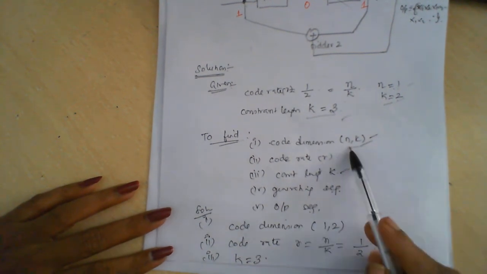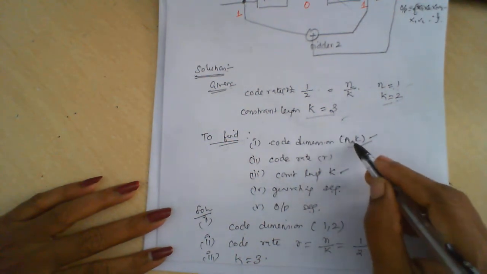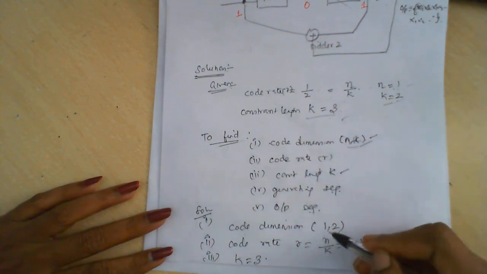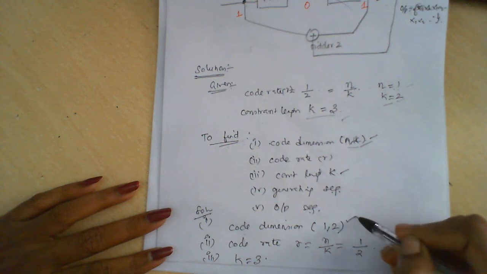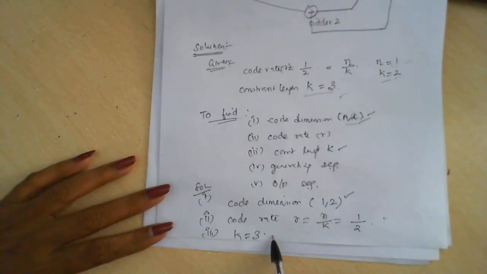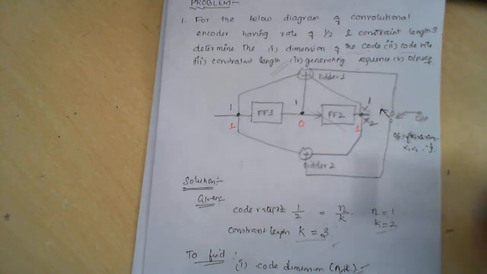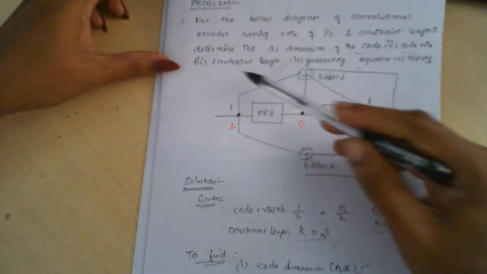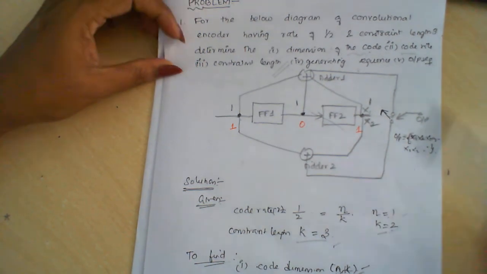So first one is, you need to find out code dimension. What is code dimension? It is nothing but specifying your convolution encoder in terms of N comma K. So N is nothing but 1, and K is 2. So here N comma K. Next is code rate. What is your code rate? R is nothing but N by K, which is 1 by 2. So the rate of the convolution encoder, actually they have given directly. You can write directly from the question itself. And third one is also directly given. The constraint length is nothing but 3. So you could write 3 directly.